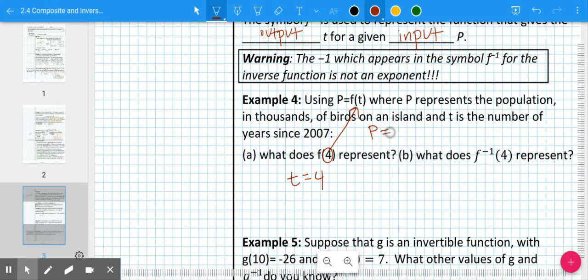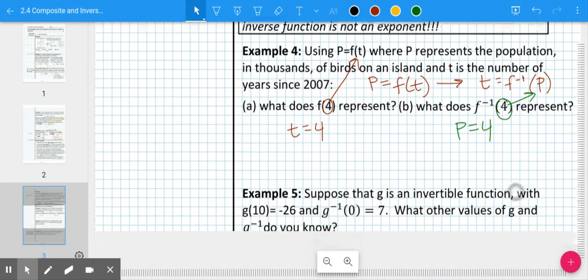If p is a function of t, then t is the inverse function of p. So when we do f inverse of 4, that 4 is now a population value. I would like you to go ahead and tell me what these represent. And remember, that means type in a statement. So go ahead and tell me what this represents as a statement.